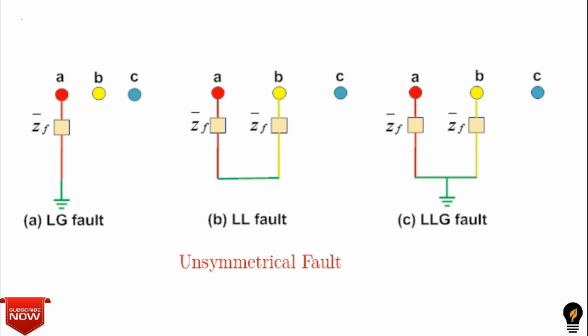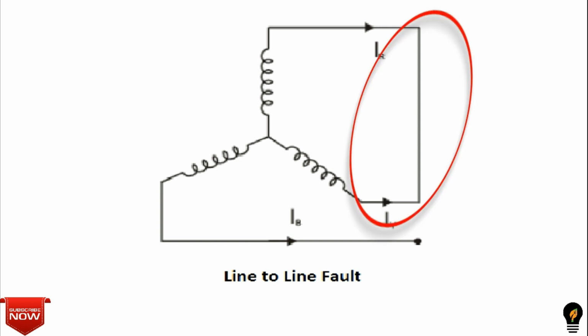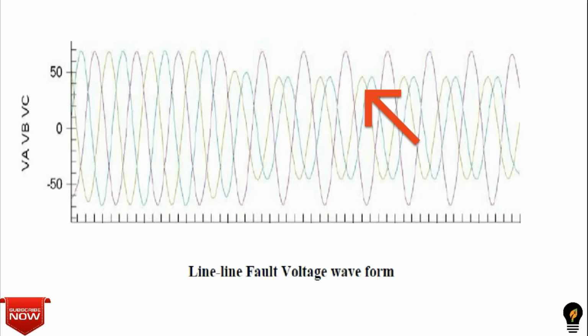Now let us understand what is asymmetrical fault. An asymmetrical fault or an unbalanced fault does not affect each of the three phases equally. Common types of asymmetrical faults are LL fault, LG fault, LLG fault. Line to line fault or LL fault: a short circuit between lines caused by ionization of air or lines coming into physical contact, for example due to breakdown of insulation.